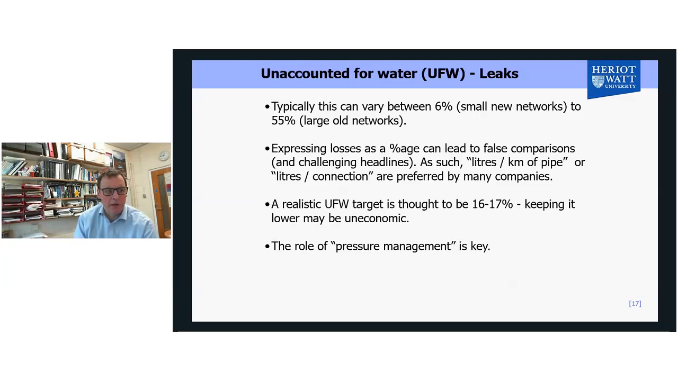So leaks, typically this can vary between 6% in small networks to 55% for large old networks. At one point in Glasgow, over 50% of the water supplied, treated, was being lost in leakage. The problem Glasgow had, the way the network was managed in the past, it was always cheaper just to build extra treatment capacity than it was to identify the leaks. So they were just pumping more and more water into the network and hoping that some of it got through to the customer.